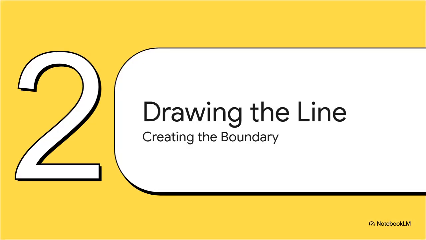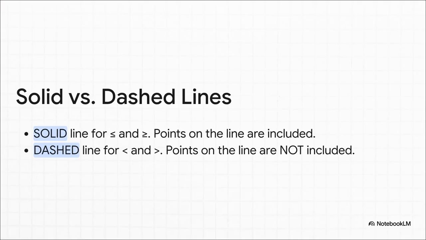All right, section 2, drawing the line. The very first step is to draw the line that acts as the fence or the boundary for our solution zone. Okay, this is actually pretty cool. The line itself tells you a story. A solid line means the boundary is part of the solution. It's like the door is closed and you can stand right on the doorstep. But a dashed line, that's more like an invisible fence. You can get right up to it, but you can't actually be on it. It's for a strict less than or greater than situation.